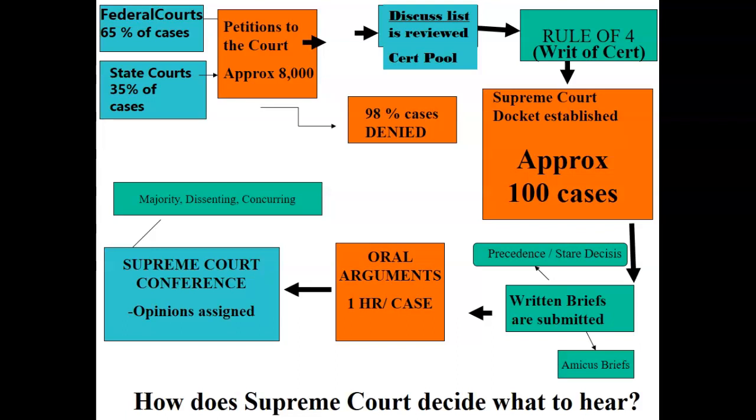If they take the case, then they will issue what is called a writ of certiorari, or just a writ of cert. That basically says we are taking the case. And again, out of those 8,000 requests, the Supreme Court takes about 100 per year.